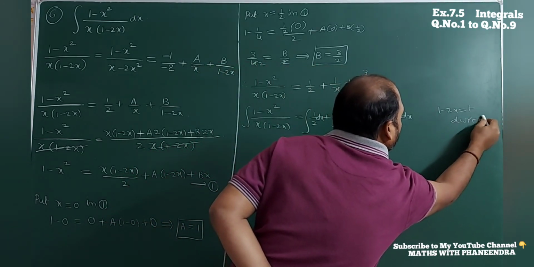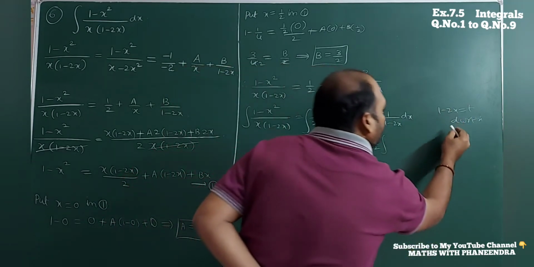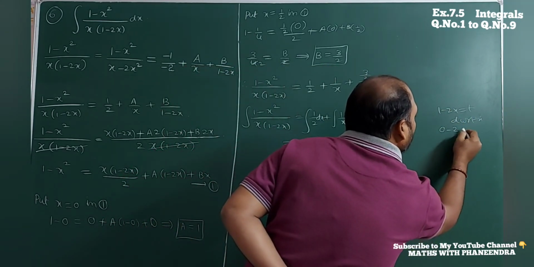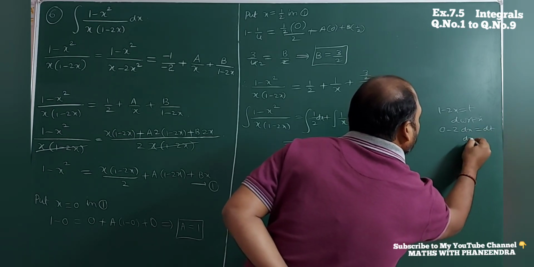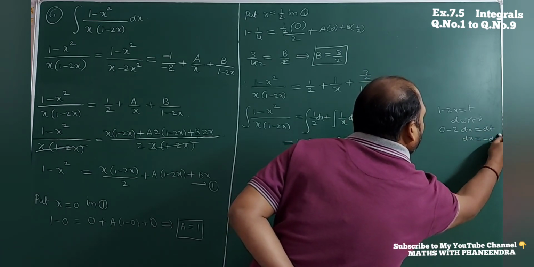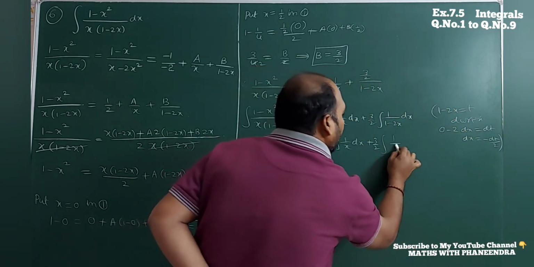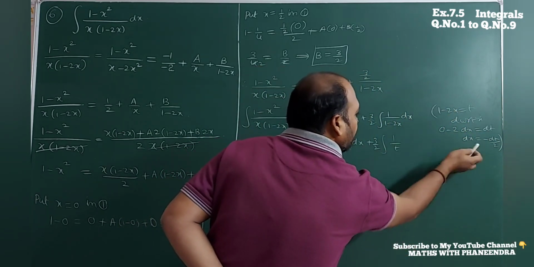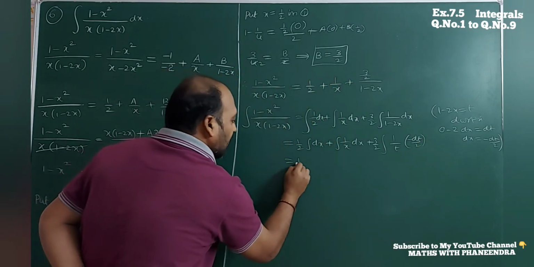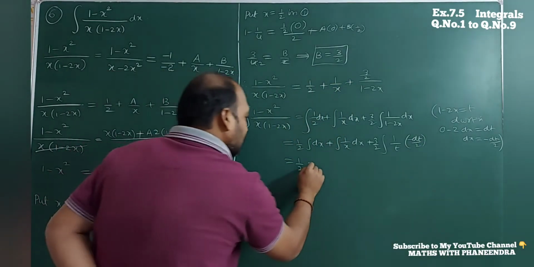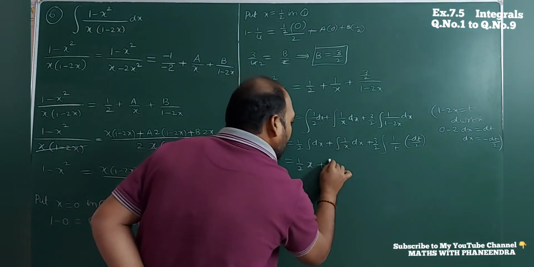Differentiate with respect to x. So, 1 derivative 0 minus 2 into dx is equal to dt. Directly I am writing. So, dx is equal to minus dt by 2. So, 1 by t into, in place of dx, minus dt by 2. So, 1 by 1 simplify. 1 by 2. Integral dx is x. Plus integral 1 by x is log mod x.